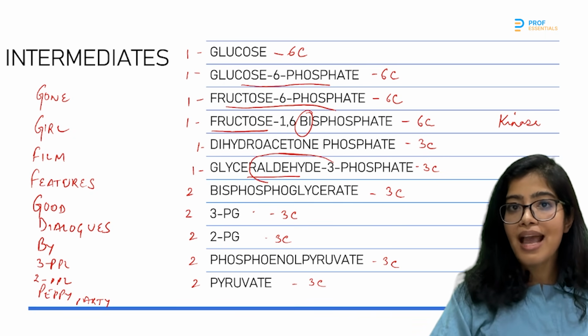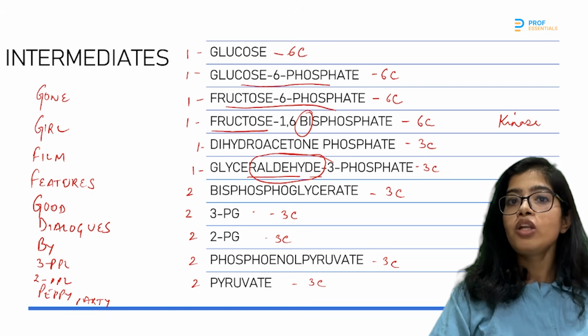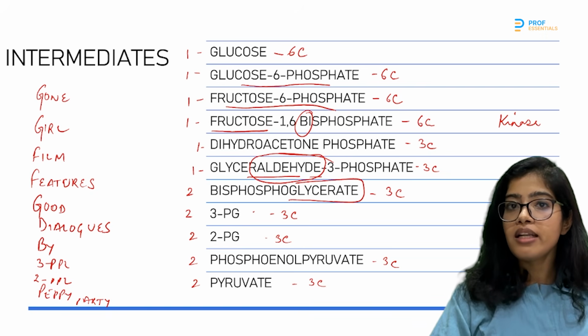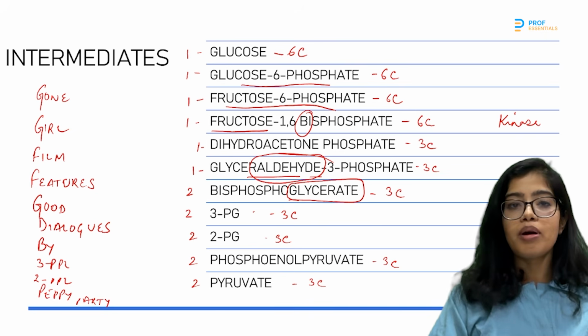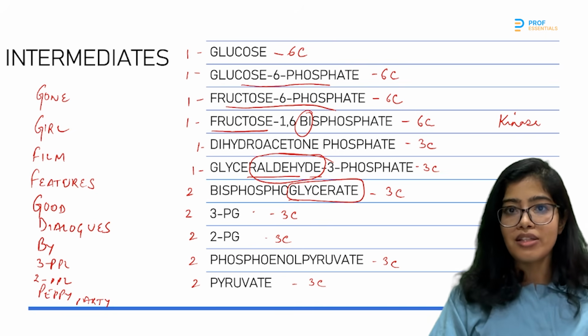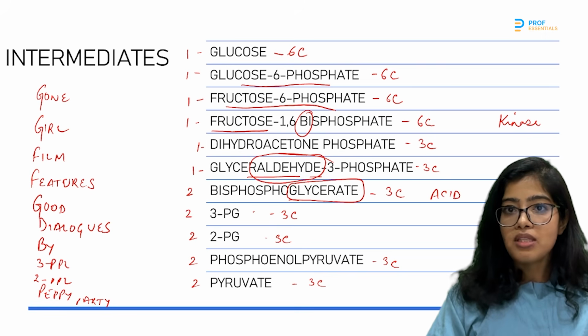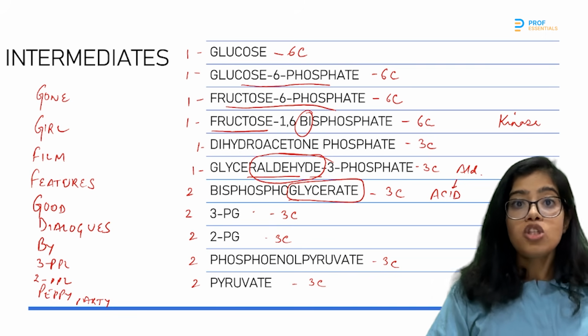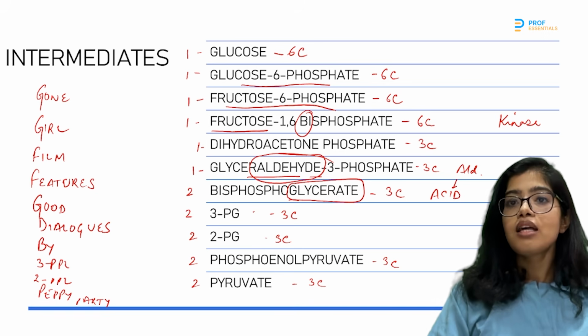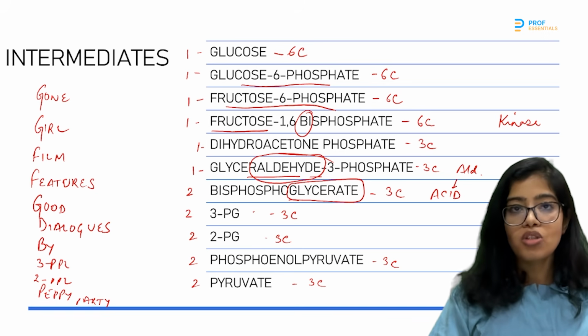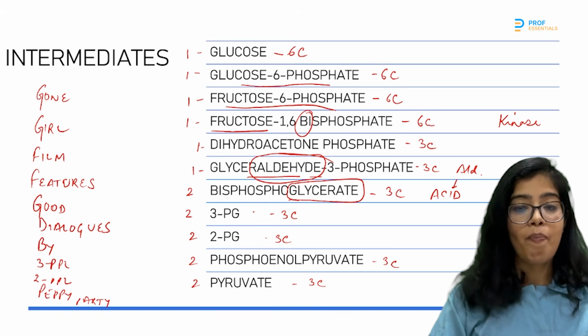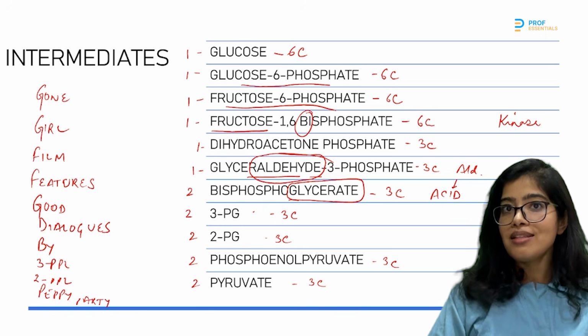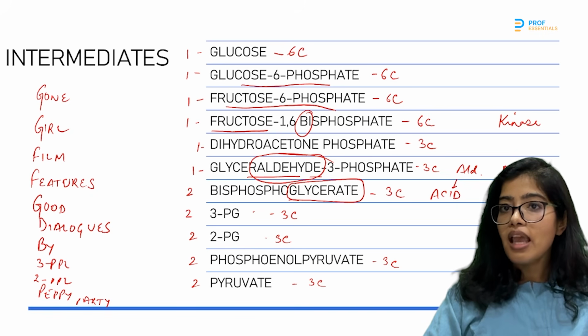Glyceraldehyde 3-phosphate. This is an aldehyde. Got it? This is an aldehyde. Aldehyde will get oxidized to glycerate. Glycerate is an acid. Bisphosphoglycerate or bisphosphoglyceric acid. So this is an acid. This is an aldehyde. Aldehyde converts to acid by oxidation. So if this compound is getting oxidized, some compound will get reduced because oxidation reduction reactions are redox reactions. So aldehyde will oxidize to acid, and in the process NAD will get reduced to NADH.